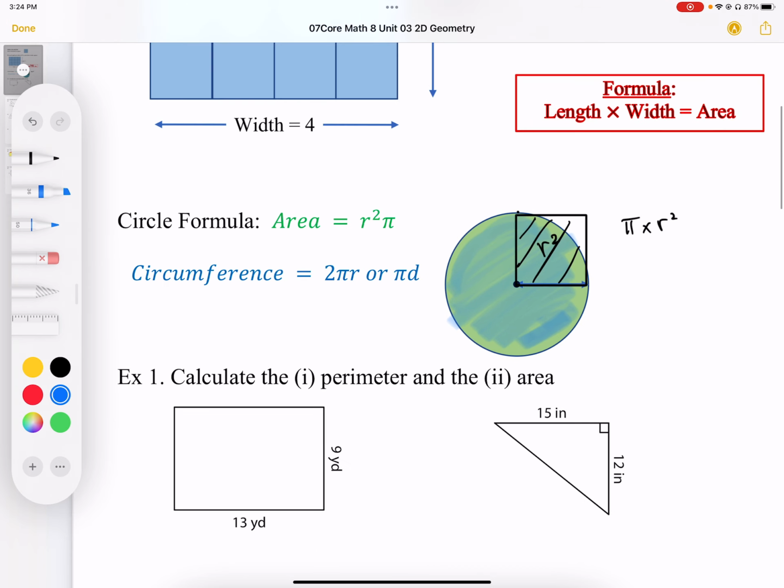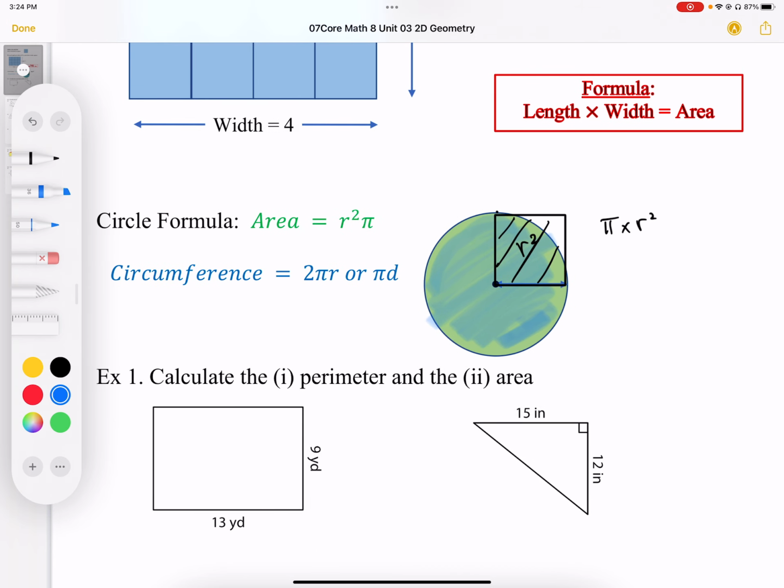The circumference, on the other hand, is 2 pi r. That's going to give us distance, or it's going to be about 3.14 times the diameter, gives us a distance around the outside.